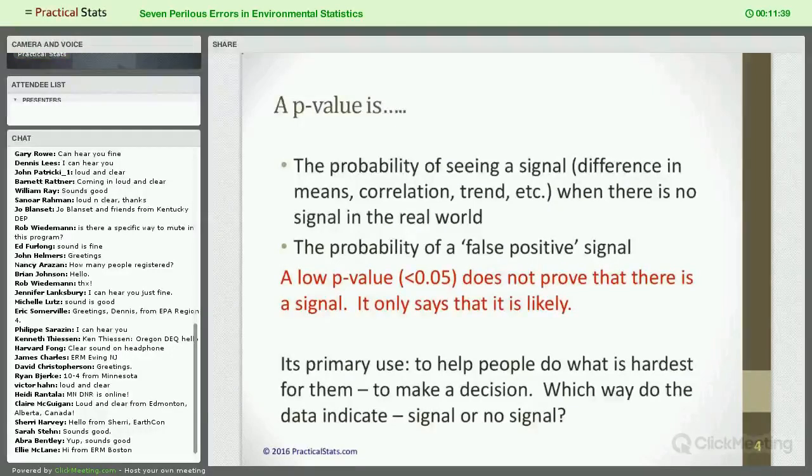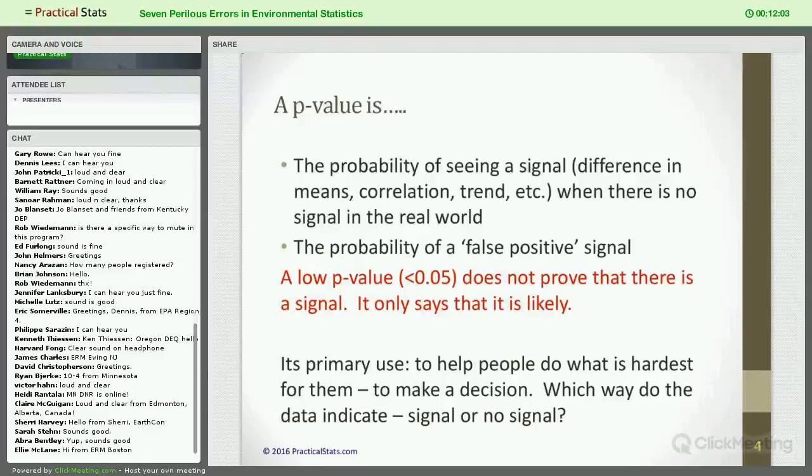So what is a p-value? P-value is the probability of seeing a signal, like a difference in means between groups, or a correlation, or a trend, all of those are signals, when there is no signal in the real world. So it's the probability of a false positive, of apparently seeing something that's not there out in the field. And a low p-value doesn't prove that there's a signal out in the field. It only says that it's likely.